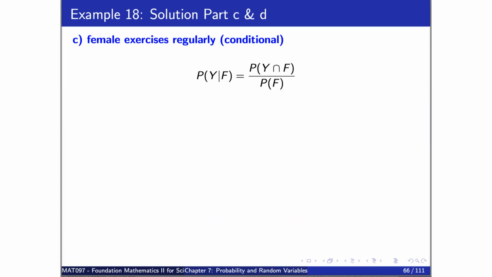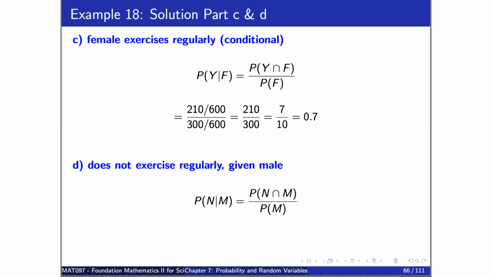Part C asks for the conditional probability that a selected person exercises regularly, given that the person is female. We use the conditional probability formula P(Y|F) equals P(Y intersection F) divided by P(F). Substituting the values from the table, we get 210 over 600 divided by 300 over 600. This simplifies to 210 over 300, or 0.7.